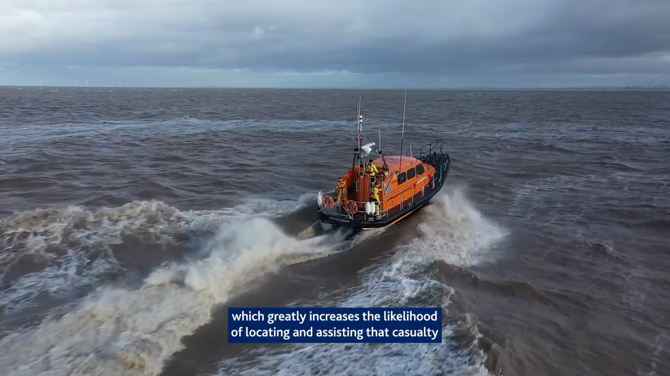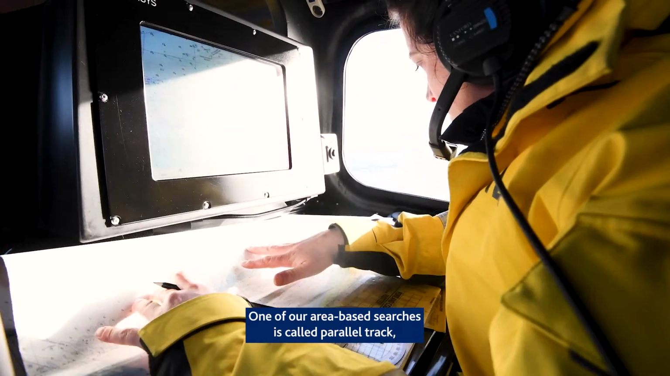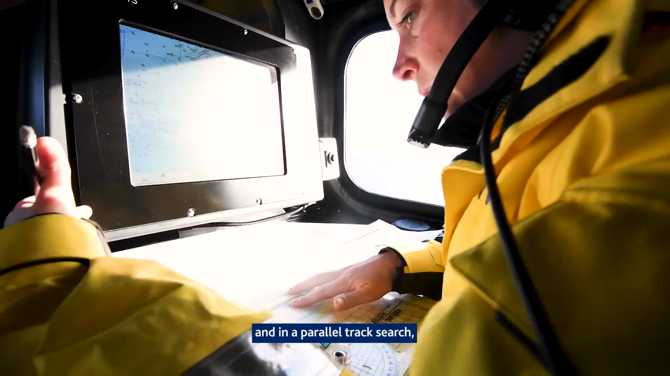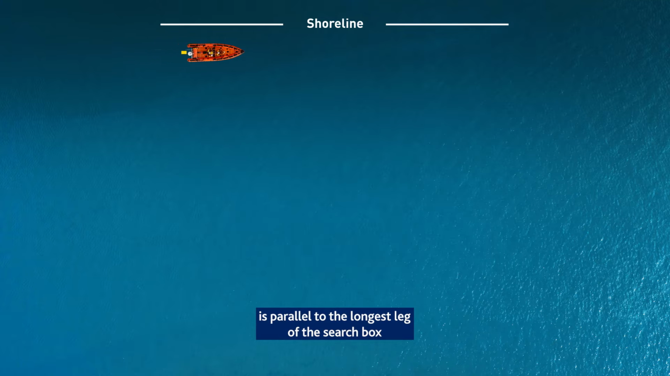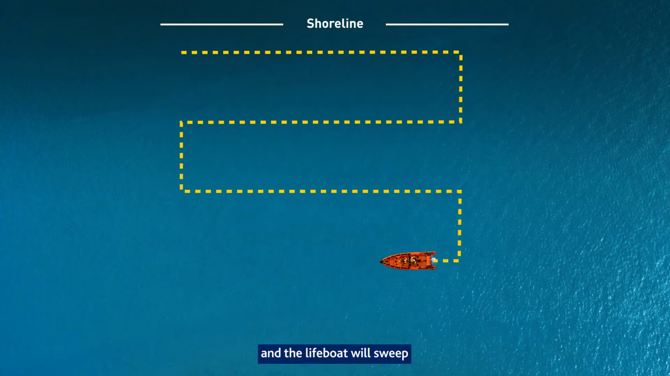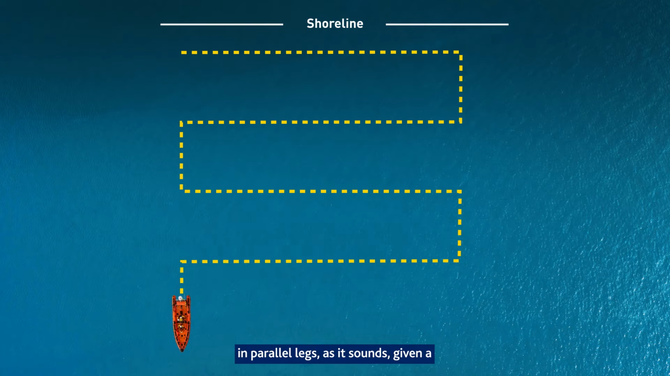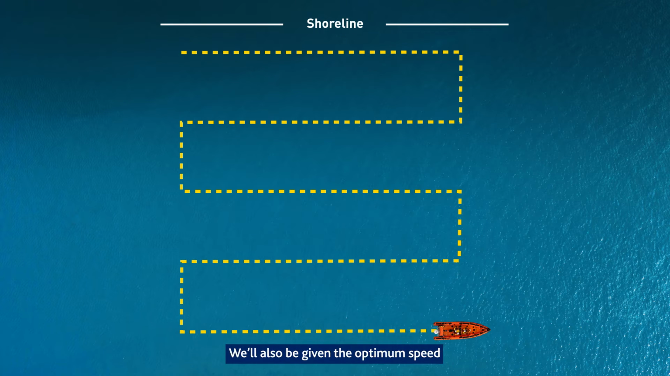One of our area-based searches is called a parallel track, and in a parallel track search, the longest leg of the search is parallel to the longest leg of the search box. So these parameters of the search area are set by the Coast Guard, and the lifeboat will sweep in parallel legs, as it sounds, given a predetermined track spacing, leg length and width. We'll also be given the optimum speed.